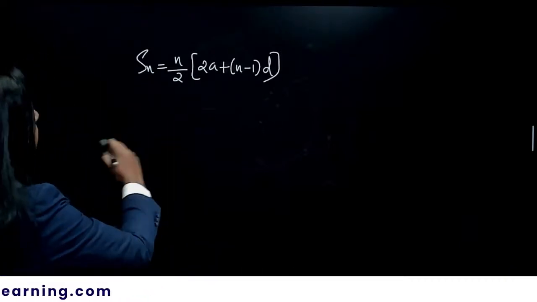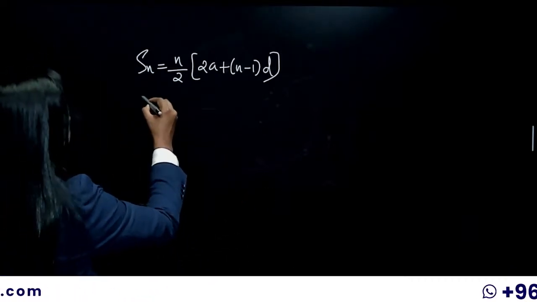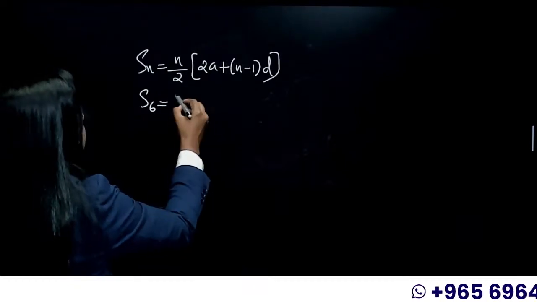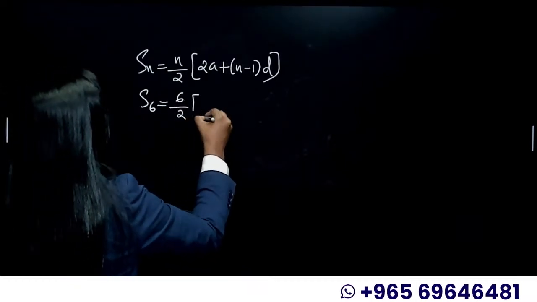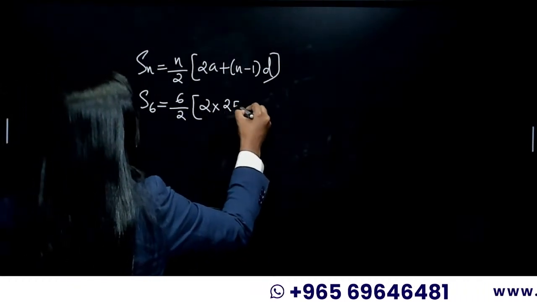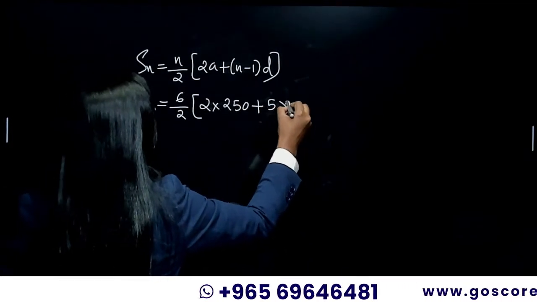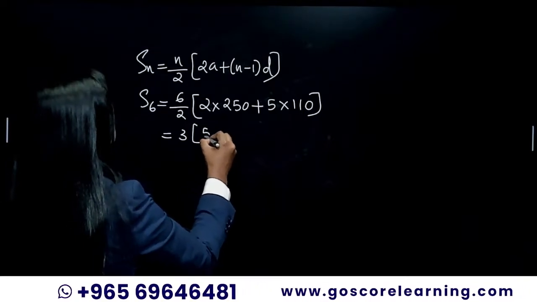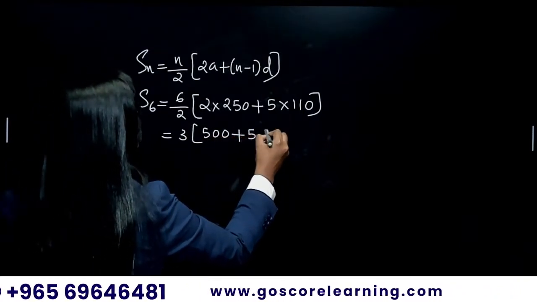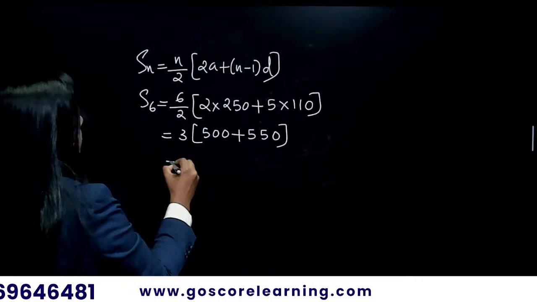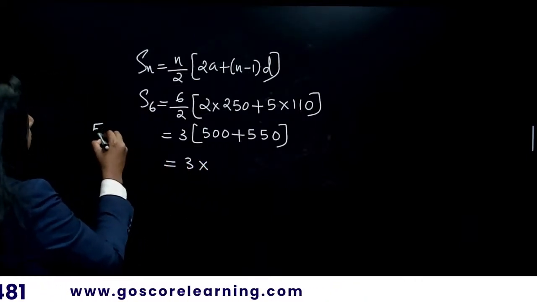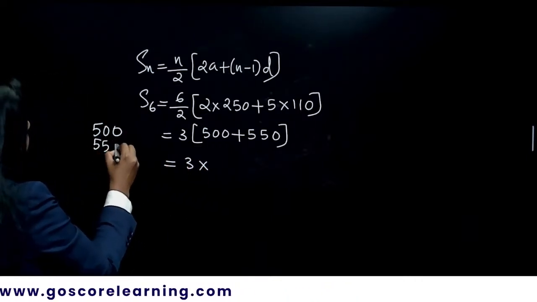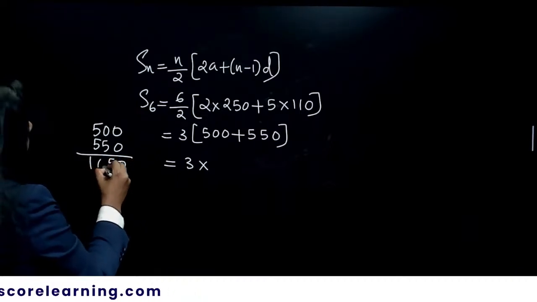So Sn is equal to n by 2 into 2a plus n minus 1 into d. So we are supposed to find S6, which is 6 by 2 into 2 into 250 plus 5 into 110. So this is 3 into 500 plus 550.